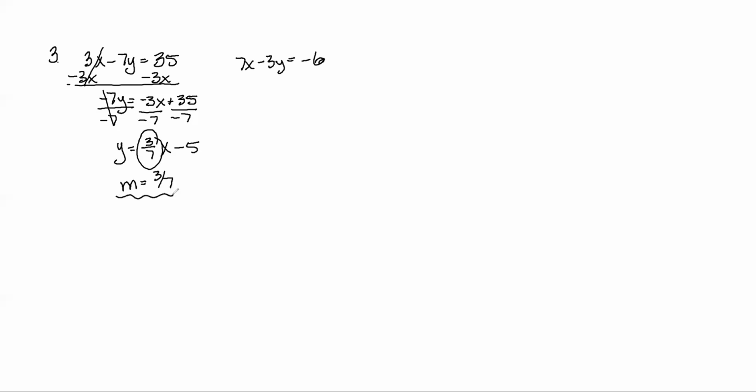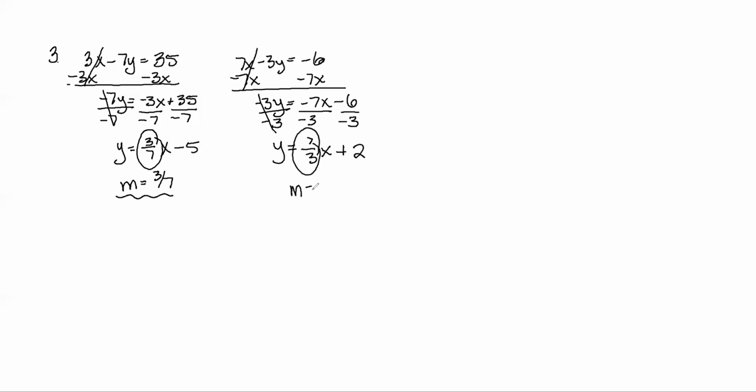And our second line, let's subtract 7x. So we have negative 3y equals negative 7x minus 6. And now divide every single term by negative 3. And we get y equals, again, negative over negative is a positive, 7/3 x. And then negative 6 over negative 3 is positive 2. And so our slope here is 7/3.